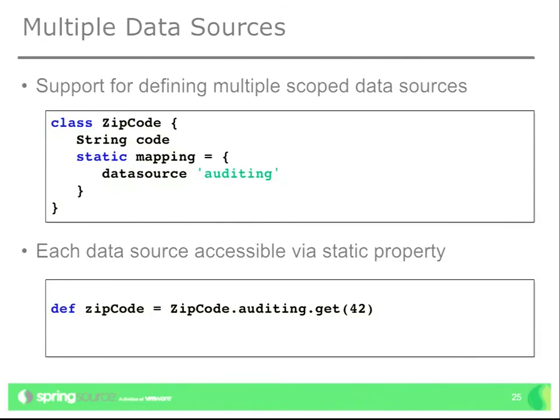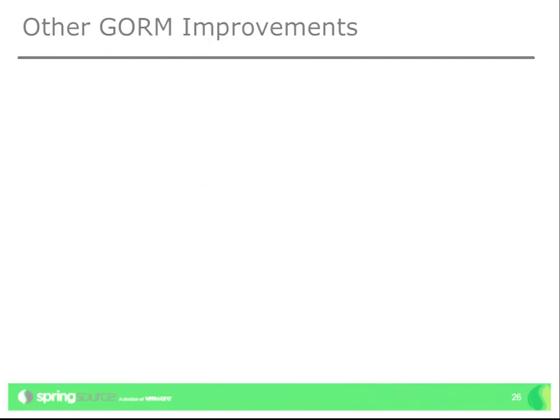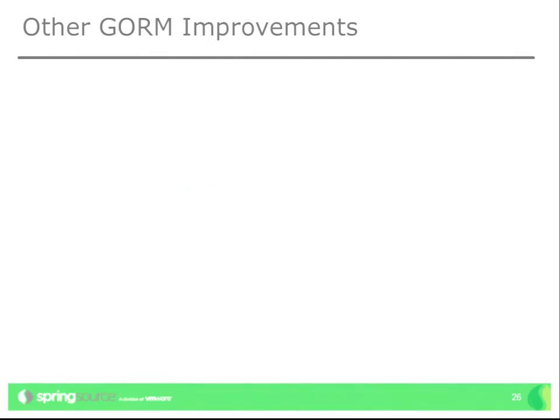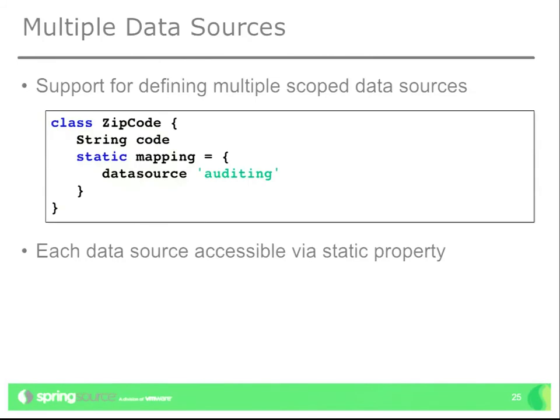Does that make sense? Does the same ORM mapping apply for all of them? That is correct, right. So you've only got one mapping block. Go back here. There's only one mapping block in your zip code domain class, and all of those mappings would apply to all of your data sources. So if you were configuring things like eager fetching and indexes, all your mapping stuff would apply to all of those data sources. Other questions?